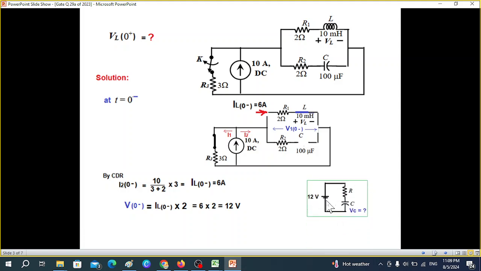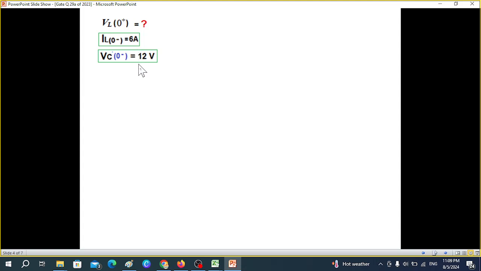If there is a battery of 12 volt and we have a resistance R and a capacitor C, then this capacitor will charge to how many volt? Now, some students might get confused that because of the resistance there will be voltage drop, but that's not correct. The capacitor will ultimately charge to the full battery voltage. That means this will be charged to 12 volt. So with the same logic, this voltage VC(0-) will also be 12 volt. Okay, so we have found the two parameters which were at t equals 0 minus.